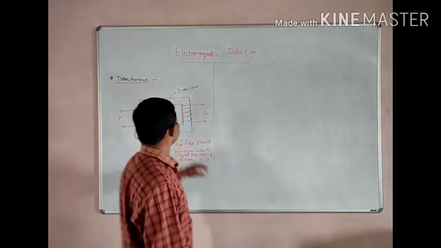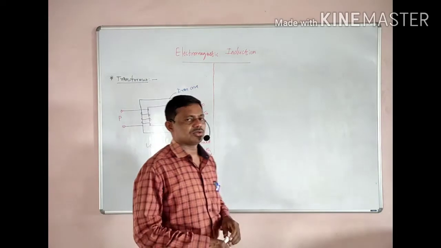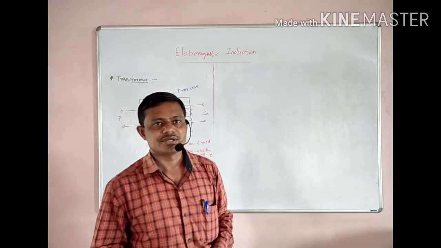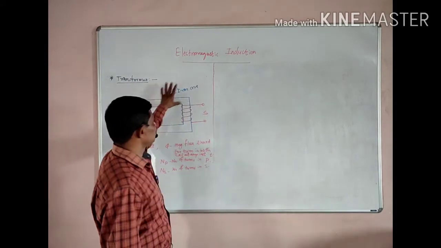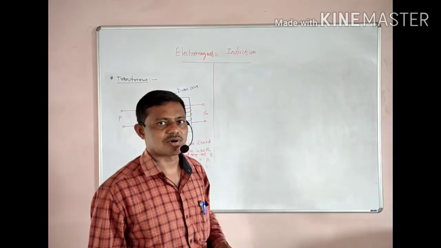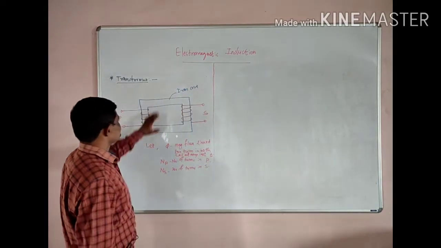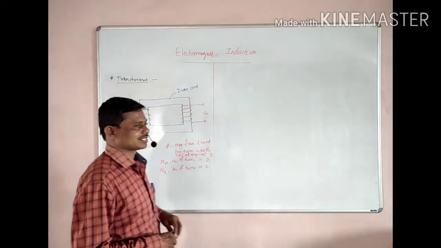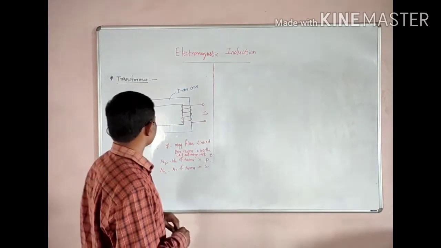We are going to see the transformer. It is a device which converts the value of AC voltage from low to high, that means step up, or high to low, that means step down. Such types of transformers are called a step up transformer and a step down transformer.